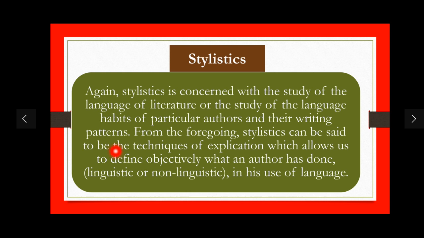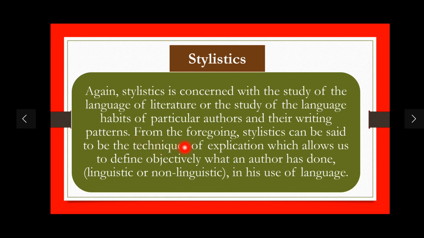Now, what is language habit? For example, the syntactic structure of an author, the choice of words, the order of sentences, the way of writing paragraphs, or if it is a poem, what kind of style a particular poet usually adopts. So these are the language habits. One author's or poet's language habits are different from another's. So stylistics is also concerned with studying the language habit of a particular author or their writing pattern.